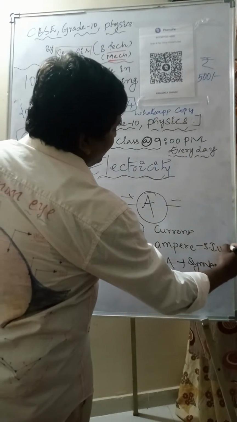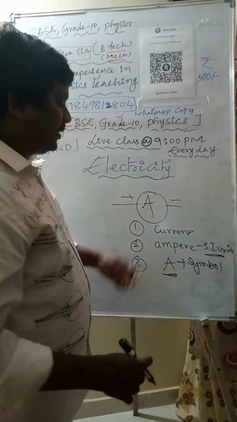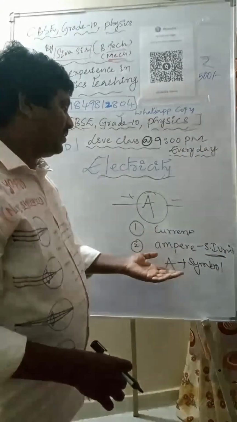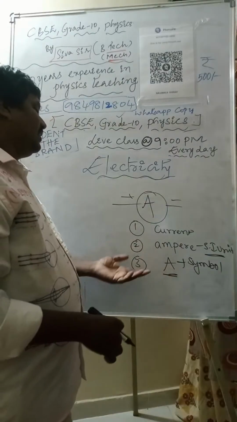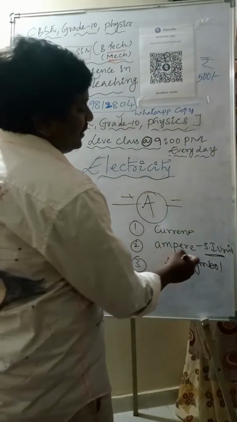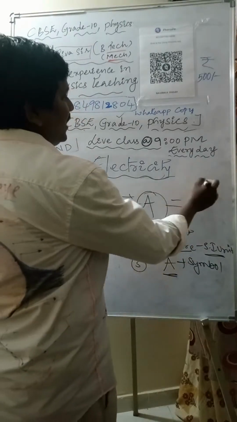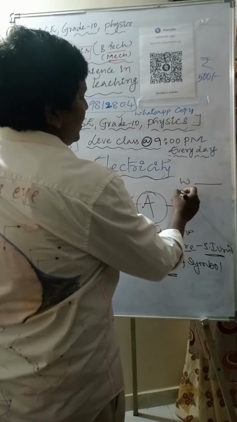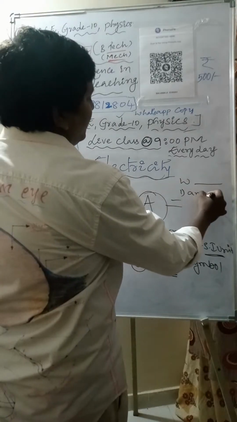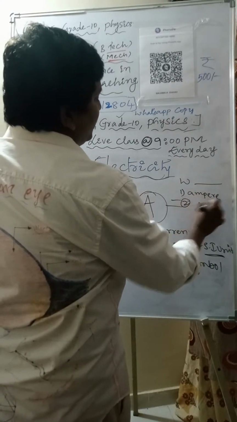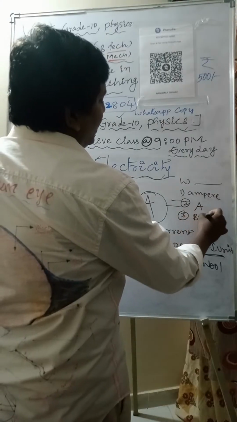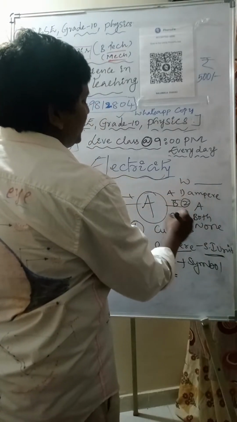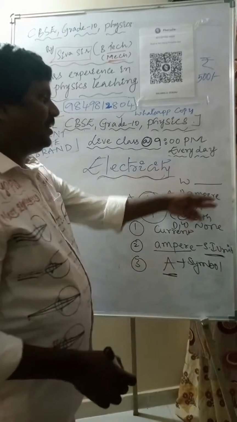Why I'm asking you to write like this is because in the exam they will ask like this only: what is the SI unit of current? They will give options. One is ampere. Another one is the symbol. The third is both, and the fourth is none, that is A, B, C, D. So like that they will ask, what is the SI unit of current?